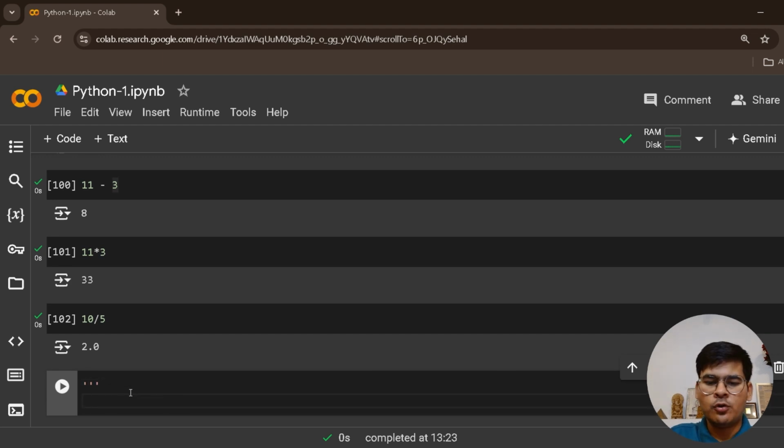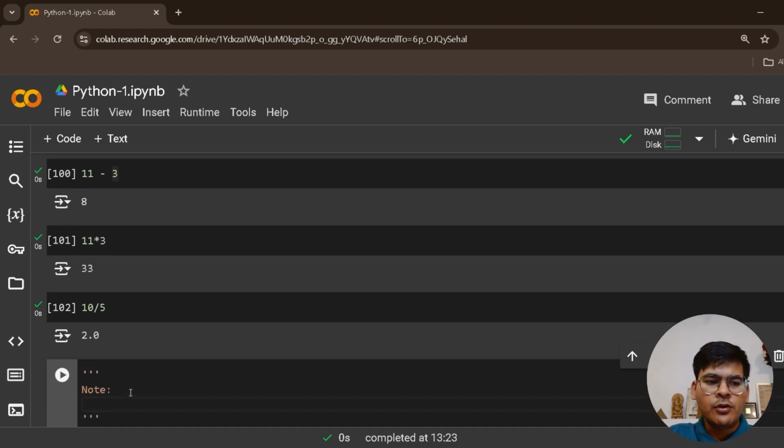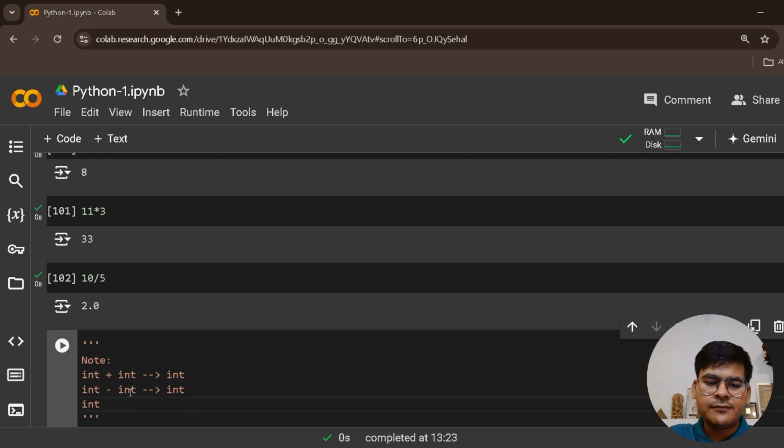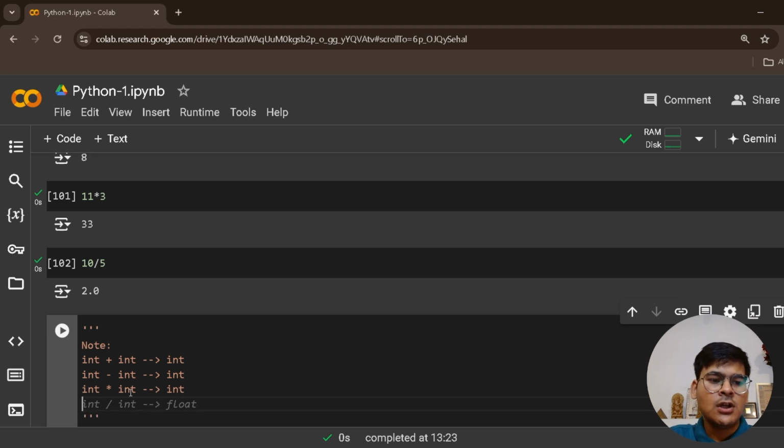So note, I'll write a note for your reference. When you perform int plus int, the result will be an integer. In fact, when you do int minus int, the result will also be an integer. If you do int multiplied by int, again the result will be an integer. But when you do int divided by int, the result will be a float.